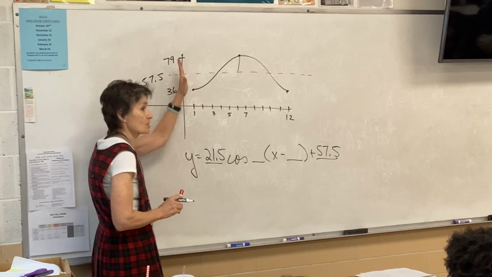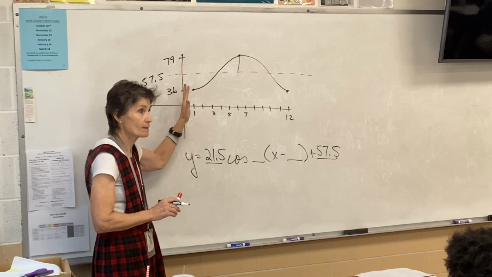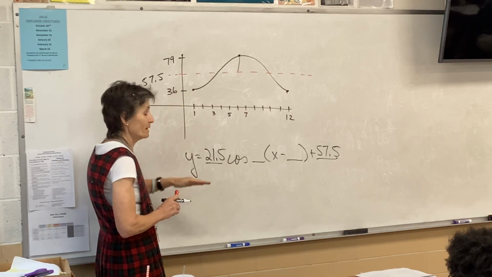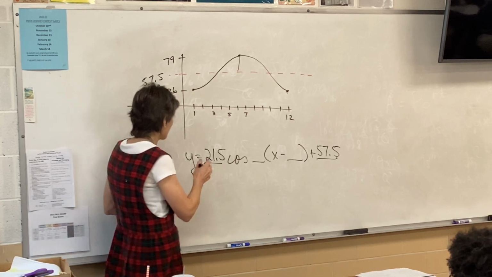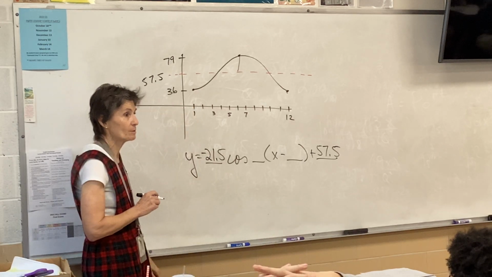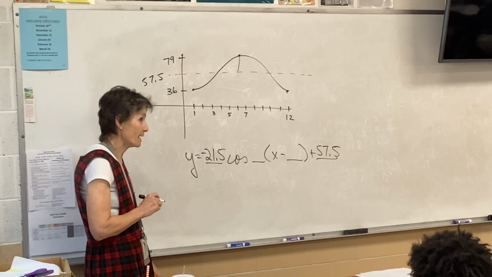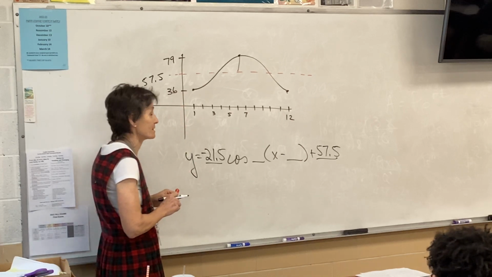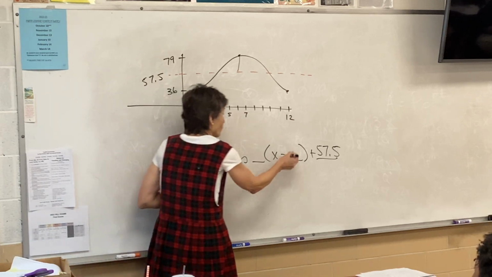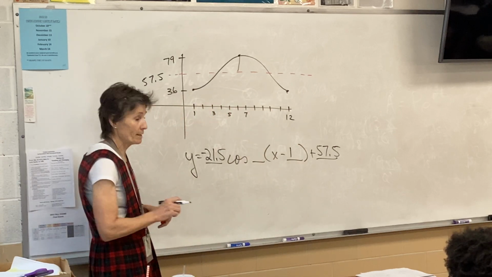Okay. Now, in a perfect world, a cosine curve starts on the y-axis. Think of your BFFs. Isn't that where it starts? Oh, wait a minute. This one appears to be upside down. So that 21.5 is going to have to be negative because the picture is upside down. And it's not starting on the y-axis, it's starting over 1. So my shift is 1.